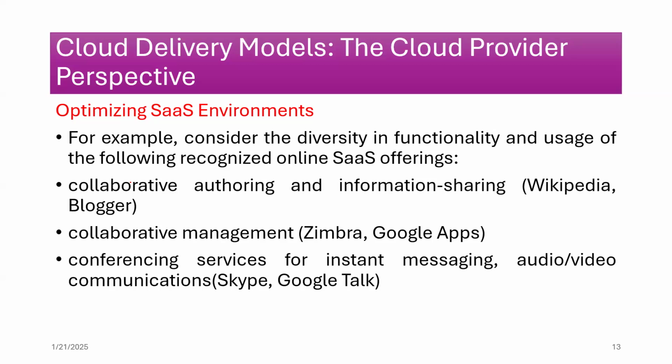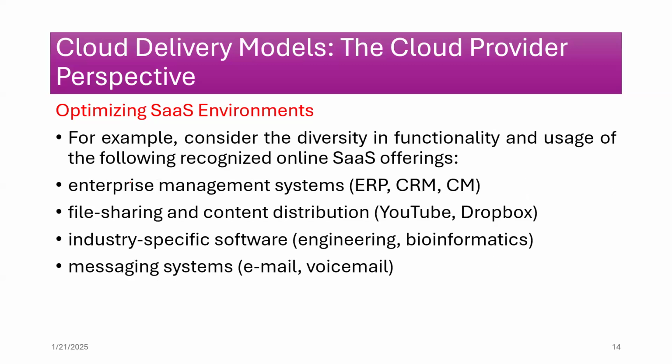And then see the next one, collaborative management: Zimbra and Google Apps, and some messaging software like Skype and Google Talk. And then the other one, enterprise management systems: ERP, CRM, and CM. You people know some tools and applications here. And then file sharing and content distribution: YouTube and Dropbox, and any industry-specific software, which is engineering and bioinformatics, email and voicemail, everything. It is taken care of by the software as a service, SaaS models.